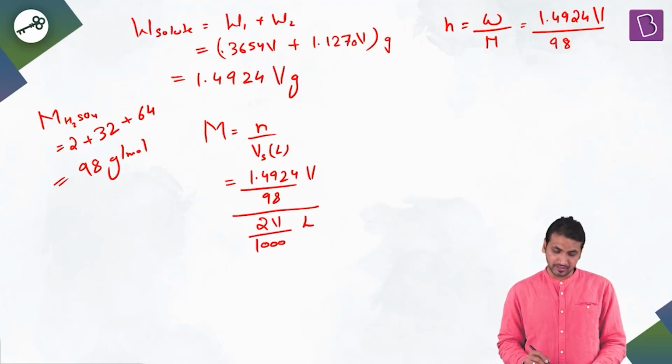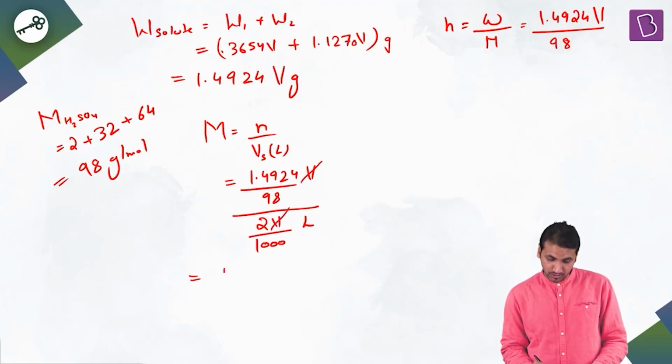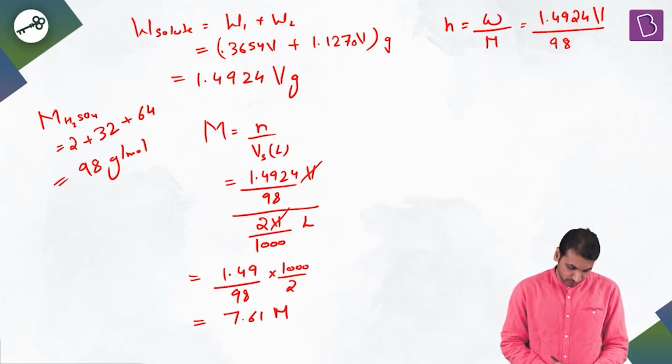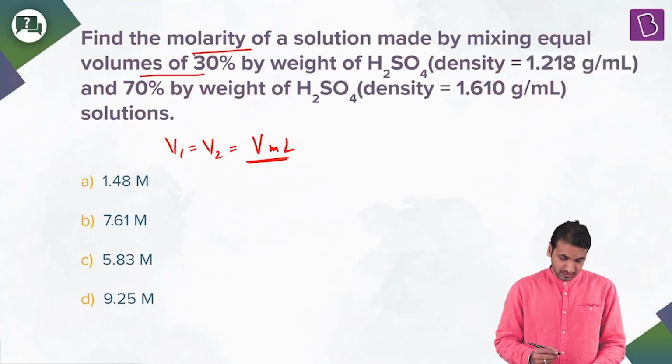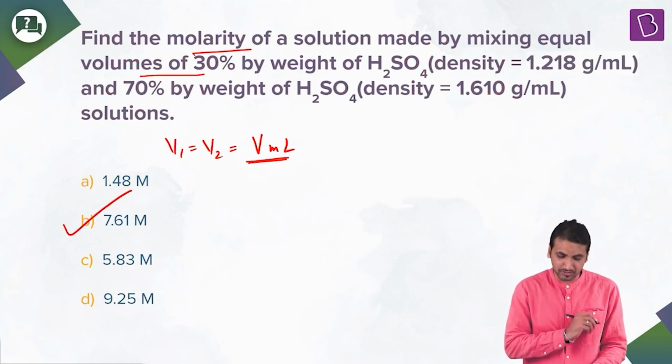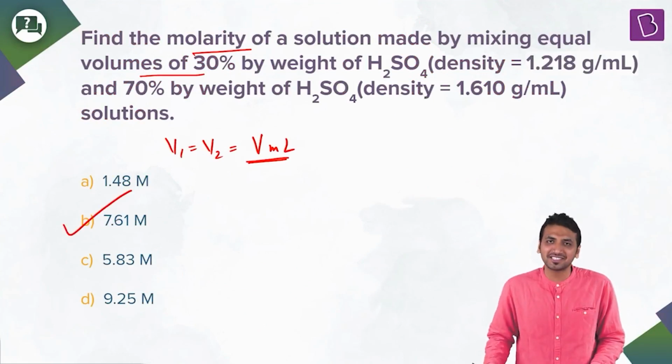Okay. If you solve this, V will be cancelled with V, and 1.4924 upon 98 into 1000 by 2. If you're going to calculate this, this value is going to be 7.61 molar. So let's look for the options, and option B says 7.61 molar. So option B is going to be the correct answer to this question.